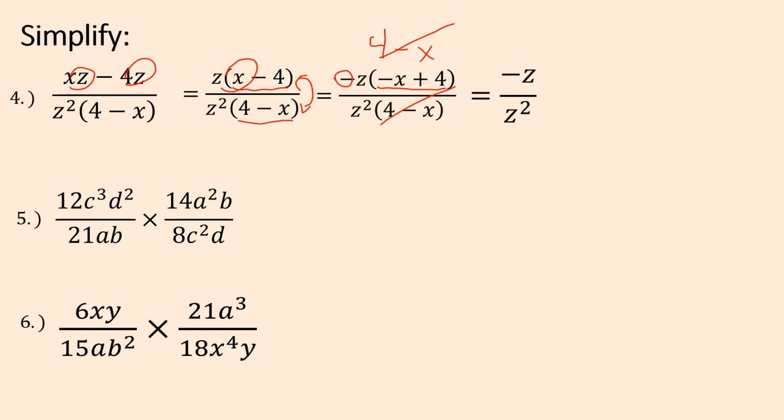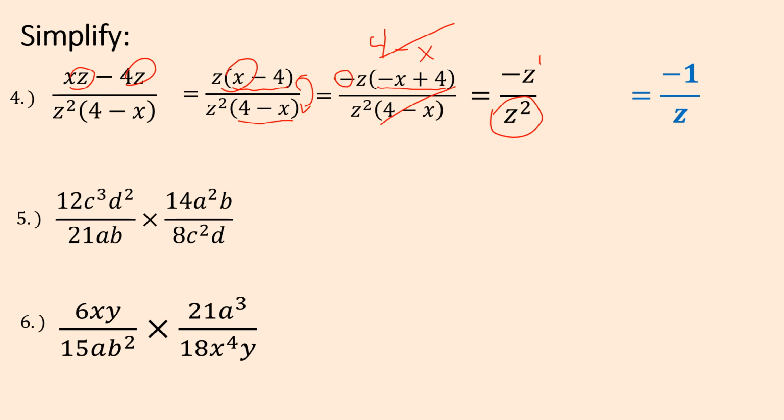So at this point, we have negative z over z squared. Remember all your exponent rules. Here we have 1z on the top, 2 on the bottom. Bigger z is on the bottom, which means we just subtract them. Okay, our final answer is negative 1 over z.